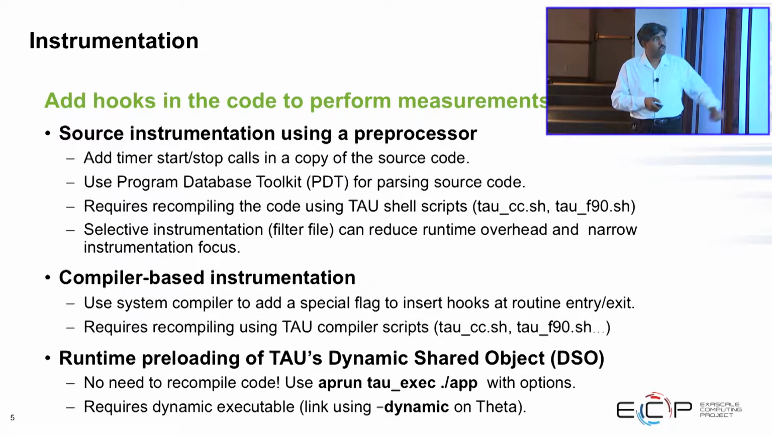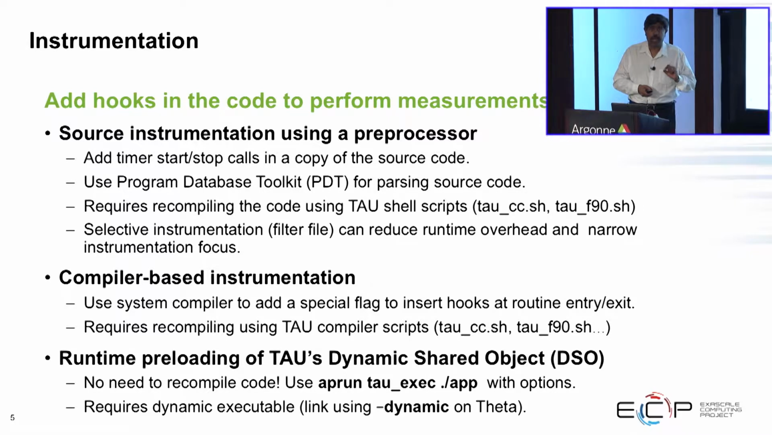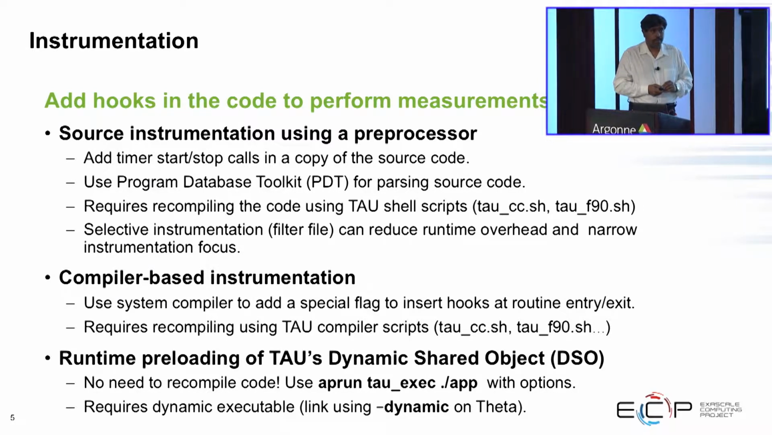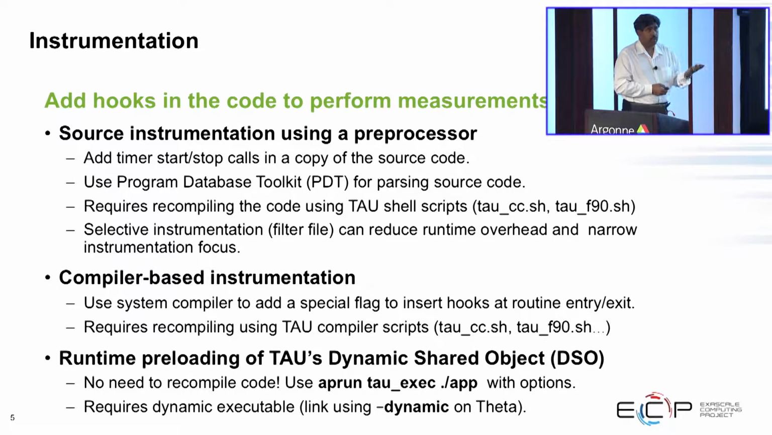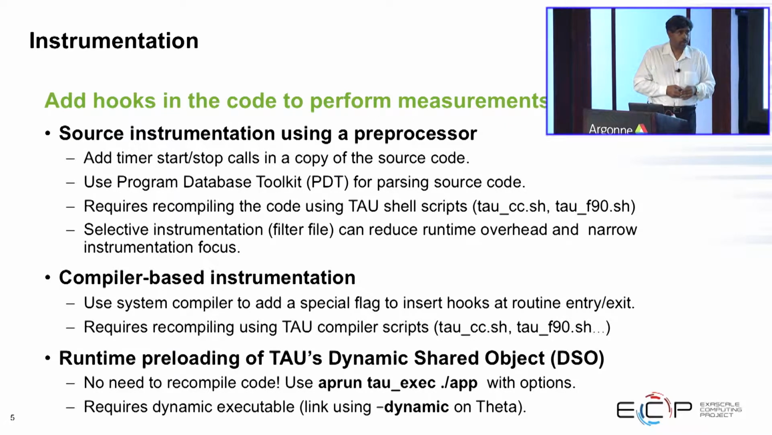Instead of source instrumentation, we can use compiler-based instrumentation where the compiler itself adds hooks in your code. Now we have done quite a bit of work with integrating with LLVM where we can do instrumentation on a set of functions by creating a Tau plugin that resides inside the compiler or is loaded during compilation. We can also use the compiler-based instrumentation in compilers like Cray or Intel or PGI and GNU and so on.